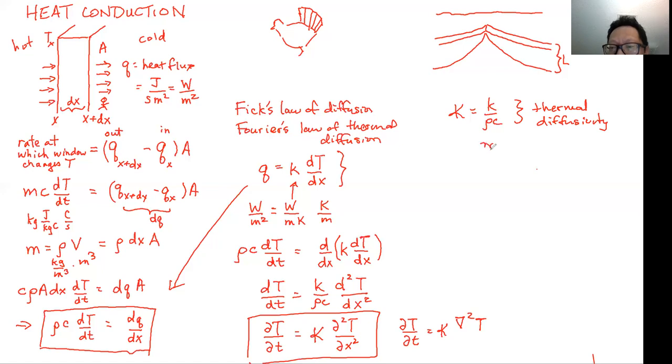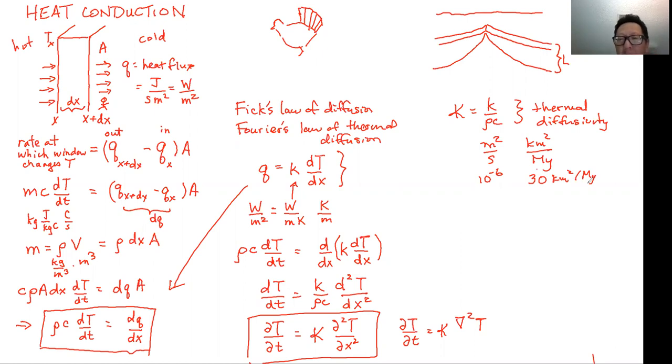This has units of meters squared per second, or for geologists, kilometers squared per million years. For a typical rock, we're talking 10 to the negative 6 meters squared per second. Okay, messed up there. And in these units, it's about 30 kilometers squared per million years.